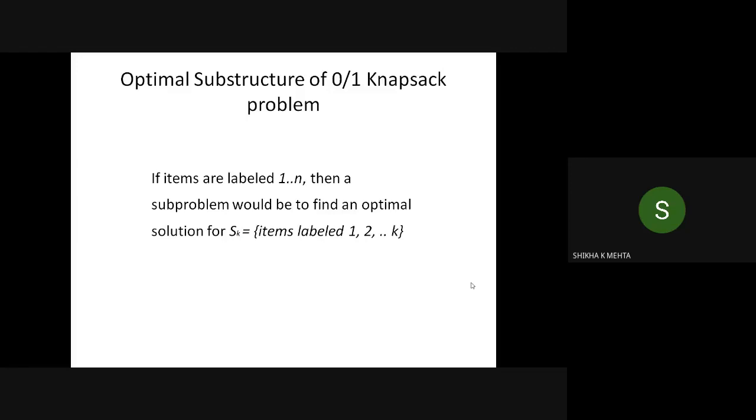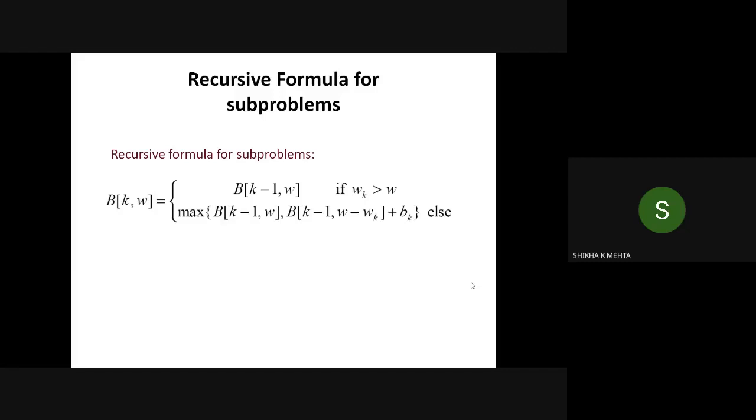So that means, as we said, in order to find the optimal final structure, if we are able to find the optimal substructures, then combining them together, we can find the optimal structure for this kind of problem. So here you can see this is the recursive formula for the sub-problems.